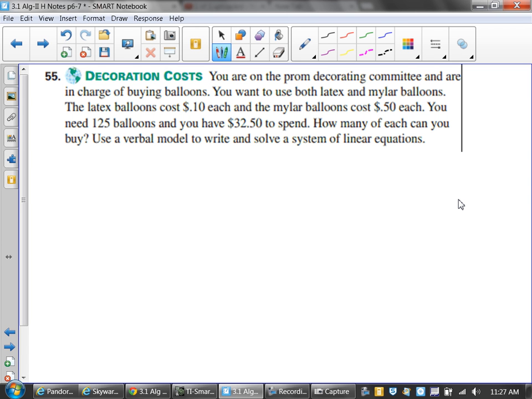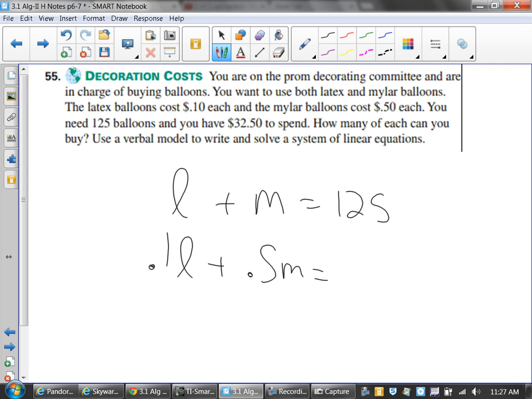Okay, so you need to buy some amount of balloons. How many balloons do you have to buy? All right, so we need to buy, I'm going to use L for the latex plus M for the mylar equal 125. That's the total amount that I have to purchase. After that, I know that each of the costs, 10 cents plus 50 cents. And once again, all I'm going to do is a system of equations.